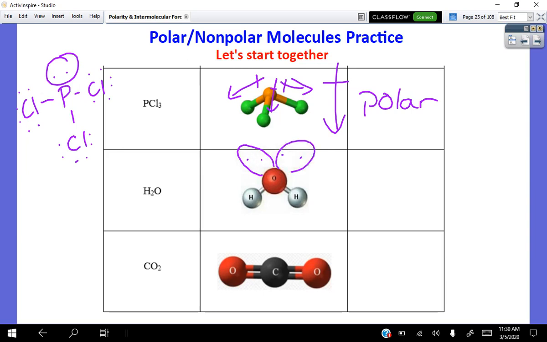Water is one we just discussed. We know we've got two lone pairs here. Our dipoles are going to point towards oxygen because it's more electronegative. So this would also be a polar molecule.